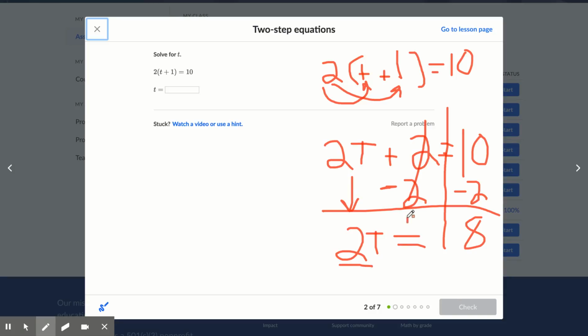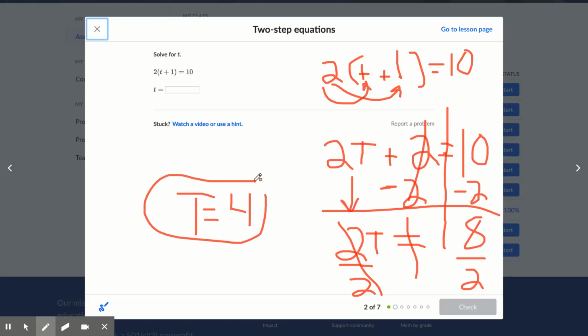Again, I could cross my line through here. Anything I do on the left side, I must do on the right. I have to move my coefficient, the number next to the variable. The only way we're going to do that is by dividing. So divide by 2. Divide by 2. 8 divided by 2 is 4. So I can say t equals 4. All right.